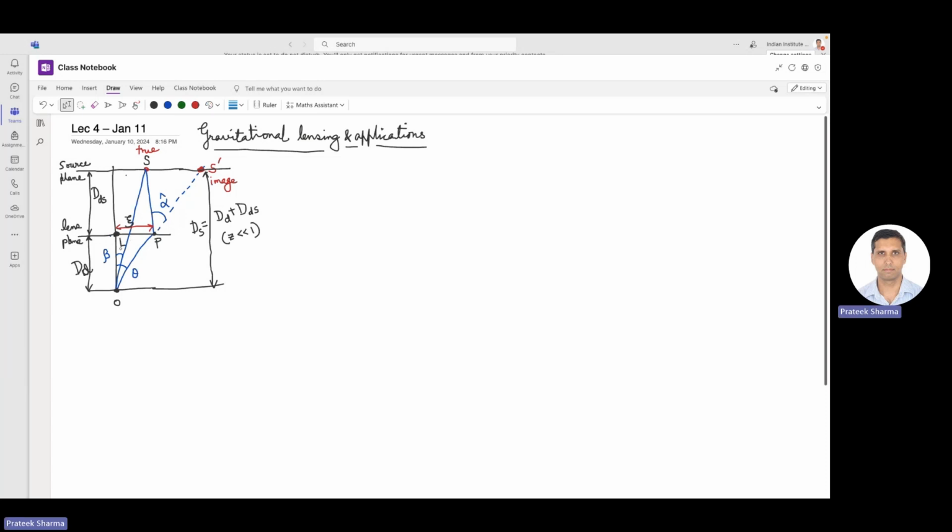So you can join O and L through a straight line. You assume L to be a point mass. The plane perpendicular to this line OL, which contains the lens L, is called the lens plane. The plane in which the source lies, the plane perpendicular at the distance of the source S, is called the source plane. So this is like a background star. In the case of Eddington's experiment, this is the sun, and this is a background star.